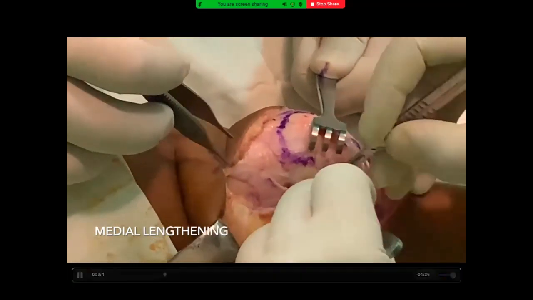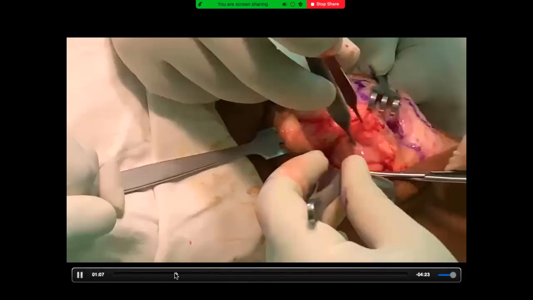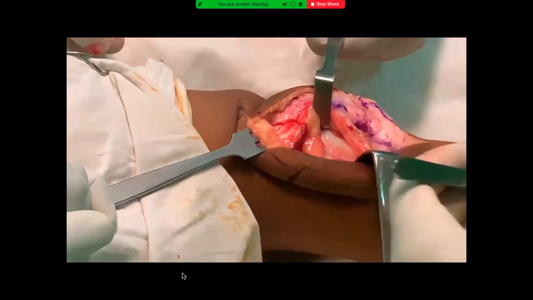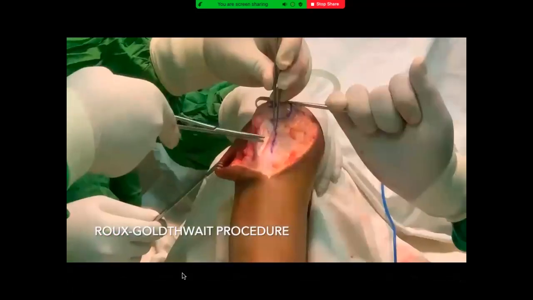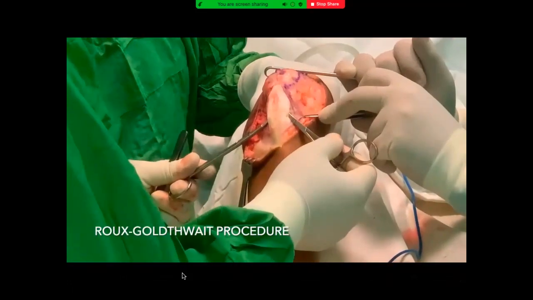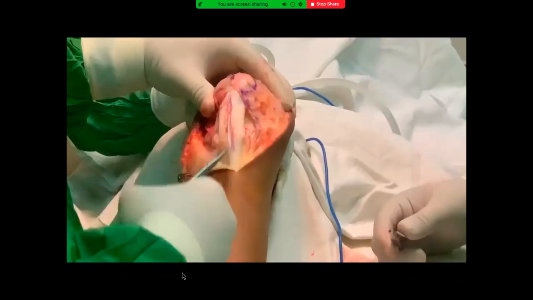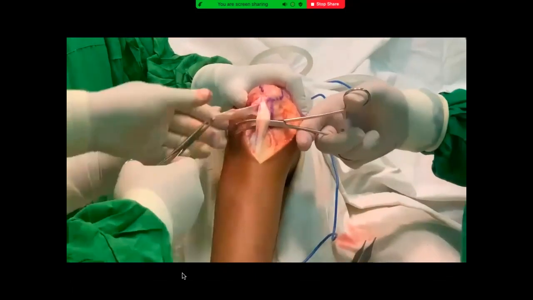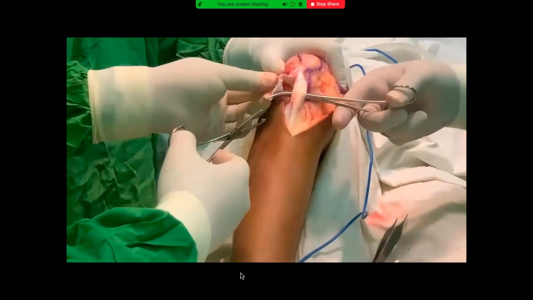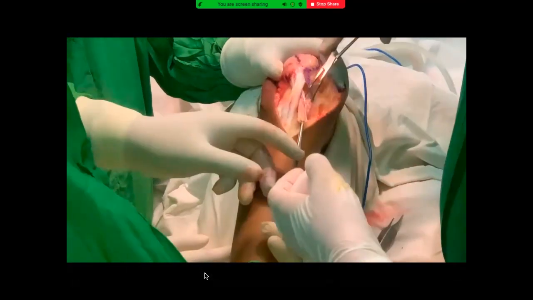We dissect the lateral retinaculum into two layers, the superficial and deep layers. This is the deep layer being dissected. See, this much length we will be gaining. Now we are doing the distal realignment procedure. This is the patellar tendon, and we will cut this patellar tendon into two halves. The lateral half is cut from its attachment, and it is brought from under the surface of the medial half, and it will be attached to the periosteum over the medial side.